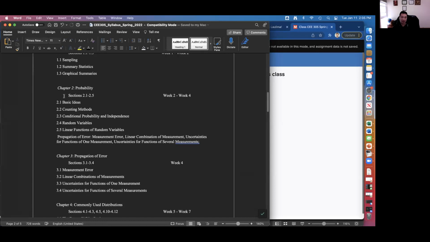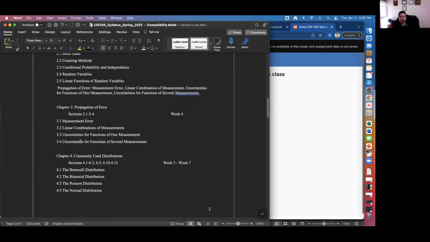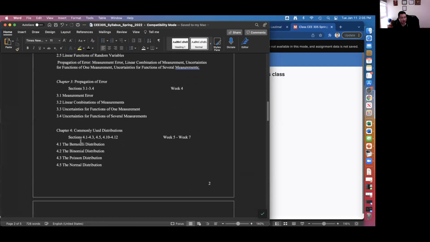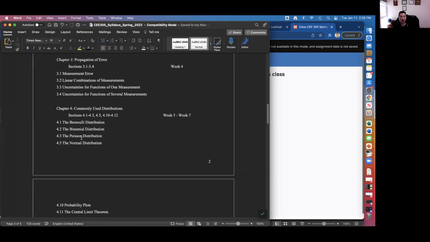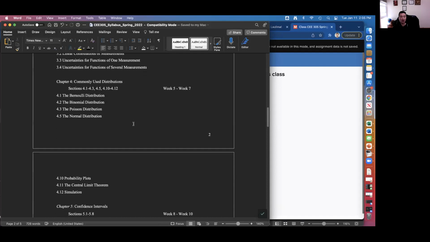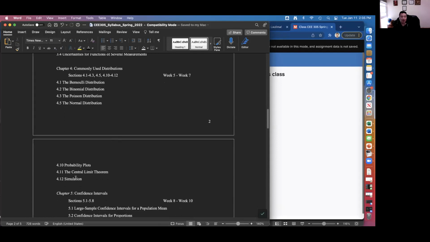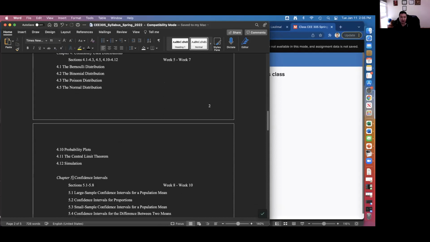Chapter 3 is a short chapter called propagation of error. Chapter 4 is one of the major focuses. It is called commonly used distributions. We'll discuss the famous normal distribution and also the Poisson, binomial, and Bernoulli distributions, and so on. For chapter 4 we use around 3 to 4 weeks. After chapter 4, we will have our midterm.